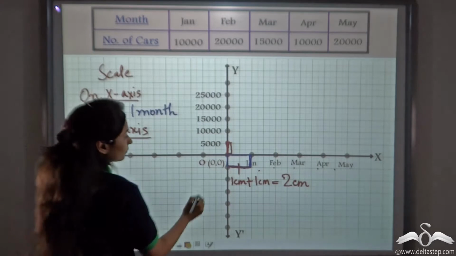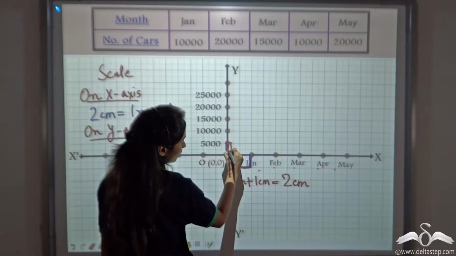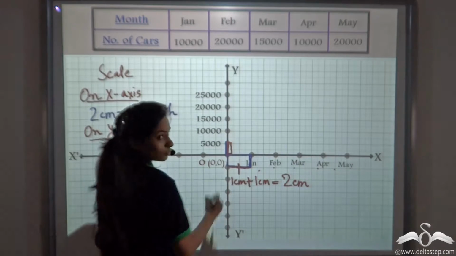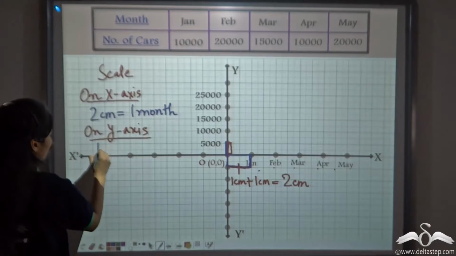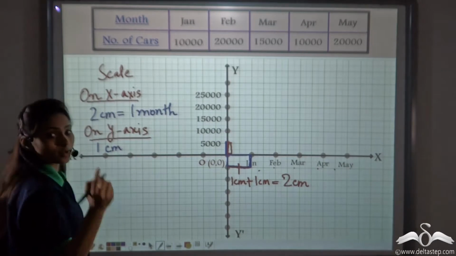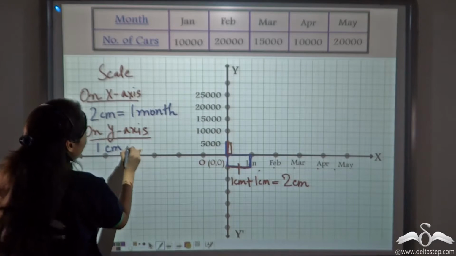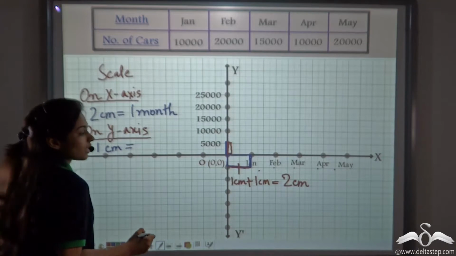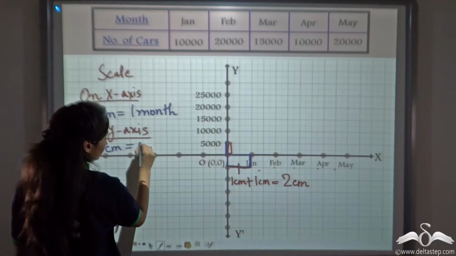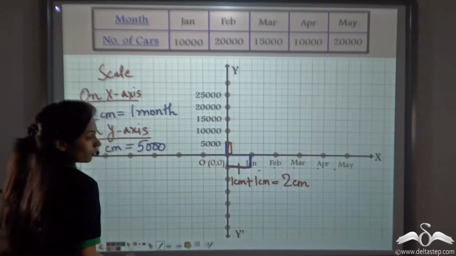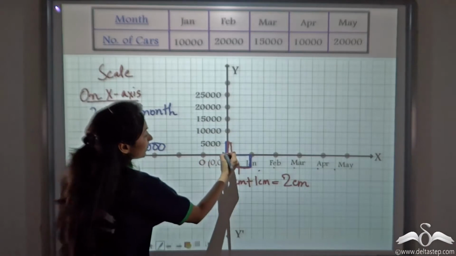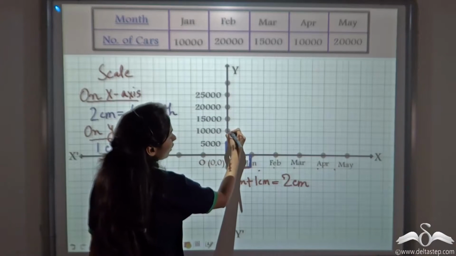You can see that here we have taken only 1 box. So write 1 centimeter, because 1 box is 1 centimeter. So 1 centimeter is equal to how many rupees have we denoted? 5,000.